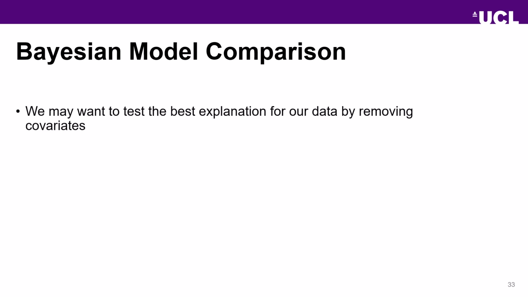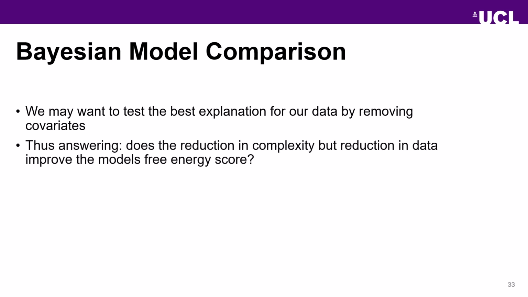So to do Bayesian model comparison, we will remove a covariate and recalculate the free energy score. So does the reduction in complexity and possible reduction in model accuracy improve the free energy? So if it's a parameter, or covariate, sorry, that's not really doing anything for the model, and it's just adding complexity, this will increase our free energy score.